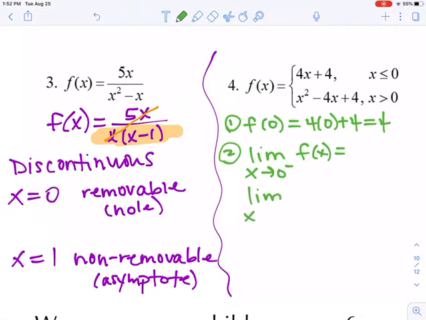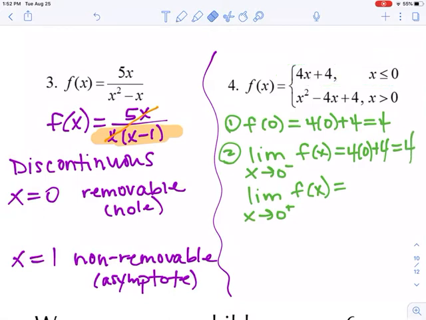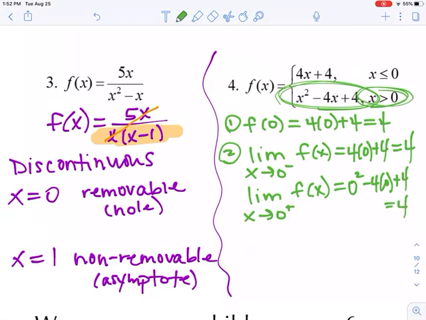Stipulation number 2, the limit exists. So we need to look at the limit as x approaches 0 from the left, and the limit as x approaches 0 from the right. Remember, I'm choosing 0 because that's where the break in our domain is. Okay. All right, so from the left, we have 4x plus 4. From the right, we have x squared minus 4x plus 4.